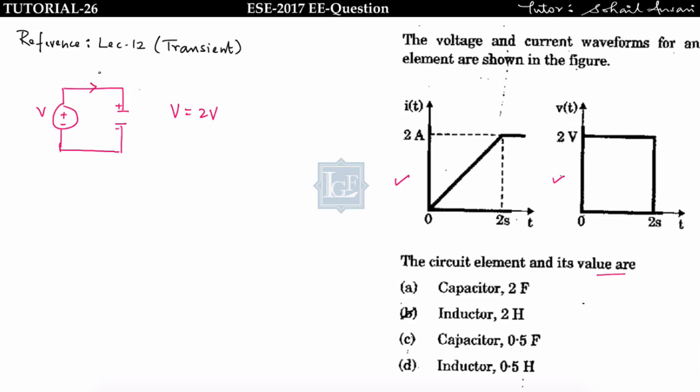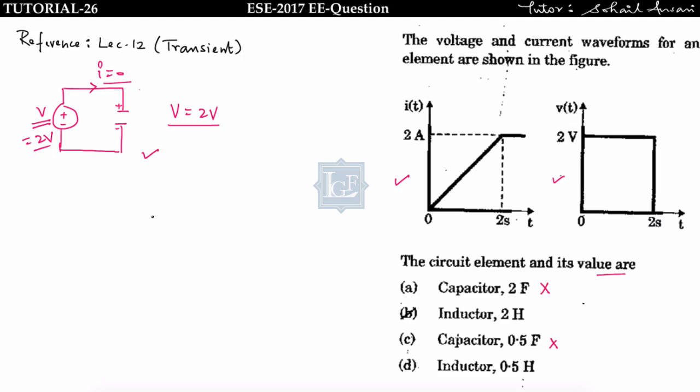then the current would become 0 because the capacitor voltage will oppose the input voltage. Here the input voltage is equal to 2 volt. So if you give supply V equal to 2 volt across the capacitor, then the voltage drop across the capacitor will be 2 volt and the current will be 0. But in this graph you are seeing that when you give supply to the element, the current increases linearly and becomes constant after 2 seconds. So according to the graph, the element is not a capacitor. So option A and option C are wrong.